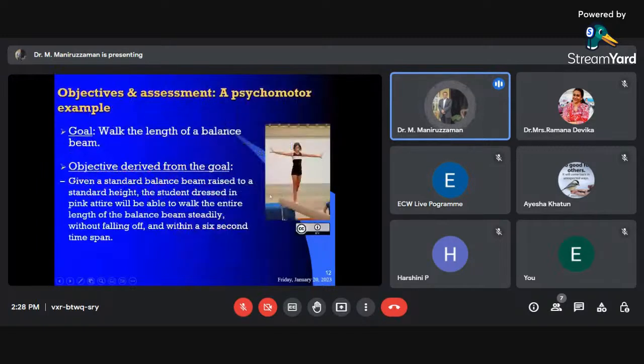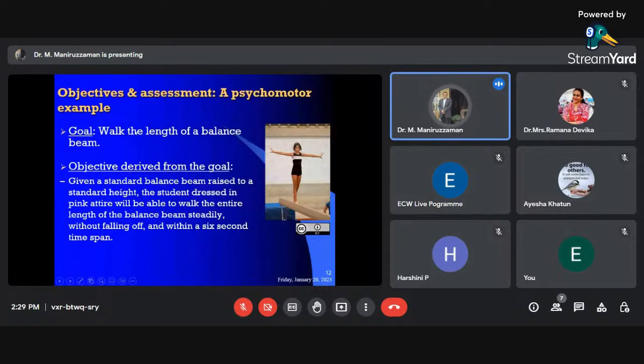Now let's get back to the previous example showing the psychomotor skill. The goal is to walk the length of a balance beam, and the objective derived from the goal is: given a standard balance beam raised to a standard height, the student dressed in pink attire will be able to walk the entire length of the balance beam steadily without falling off and within a 6-second time span. You can have a look at the picture along the right hand side.